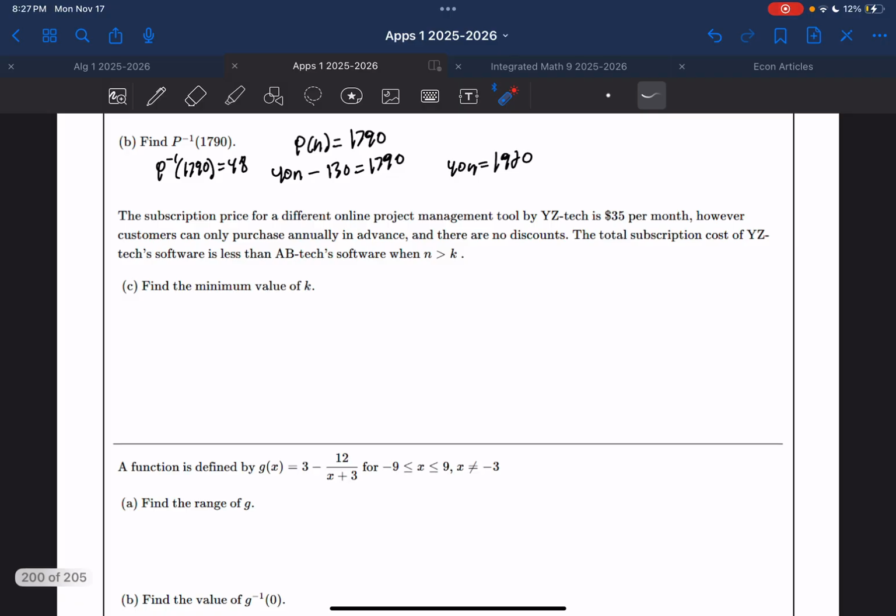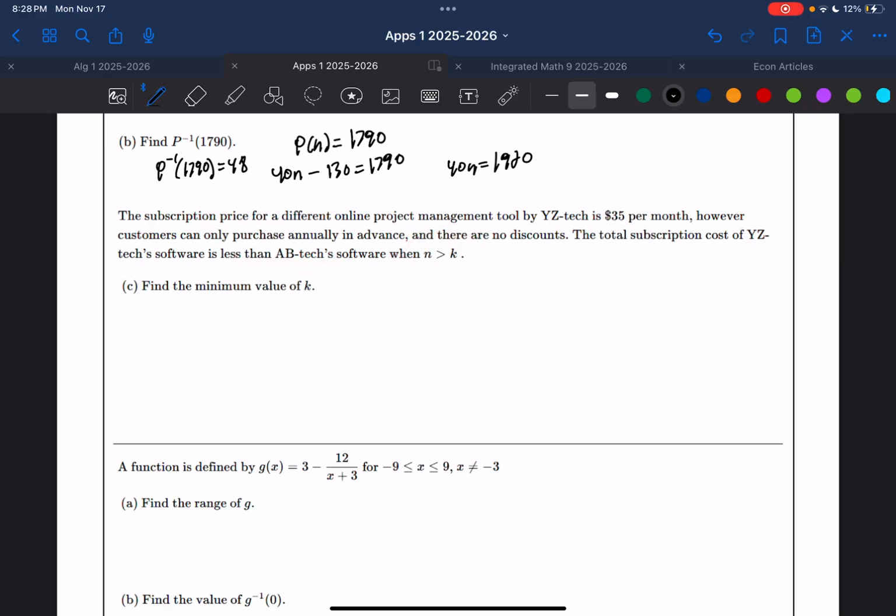The subscription price for a different online management tool is $35 per month. However, customers can only purchase annually in advance, and there's no discount. So the total subscription cost of the second software is less than this software as long as n is greater than k.